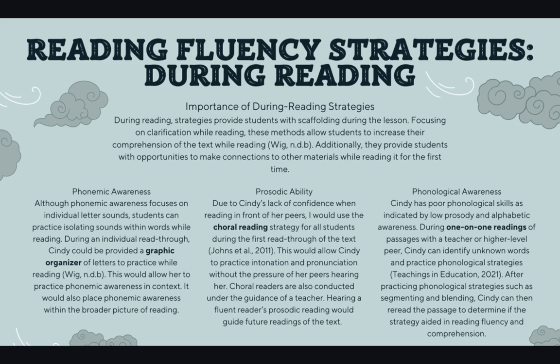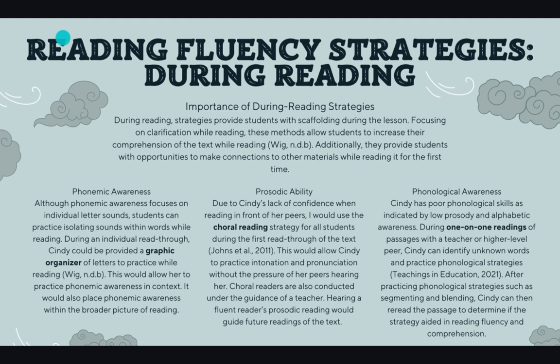It would also place phonemic awareness within the broader picture of reading, allowing her to see what her end goal is. Moving on to prosodic ability. Due to Cindy's lack of confidence when reading in front of her peers, as indicated by the case study, I would use the choral reading strategy for her to see how all students are reading during the text. This would allow Cindy to practice the intonation and pronunciation without the pressure of her peers hearing her. Additionally, choral readings are conducted under the guidance of a teacher. Thus, they are able to hear the proper pronunciation and the proper prosody of the reading. Hearing a fluent reader's prosodic reading would guide future readings of the text and thus lead to further contextualization of prosodic awareness within Cindy, thus increasing her prosodic ability.